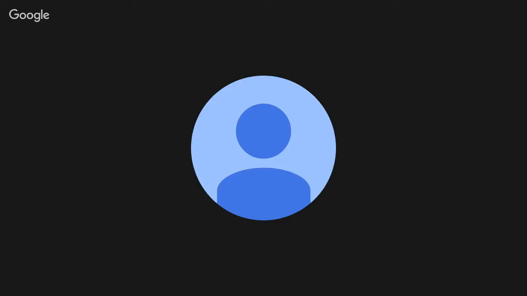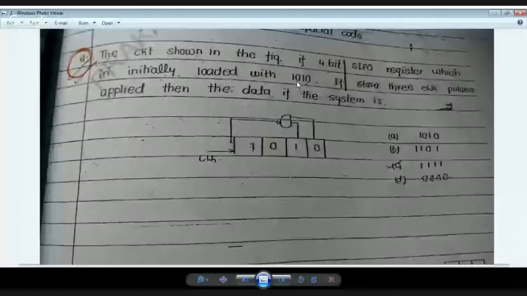The circuit shown in the figure has a 4-bit register which is initially loaded with 1010. If 3 clock pulses are applied, then what will the data in the system be? It is said that 1010 is initially stored, and what will be the data inside after 3 clock pulses?